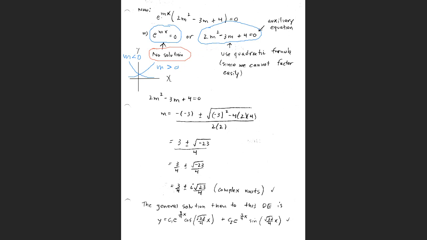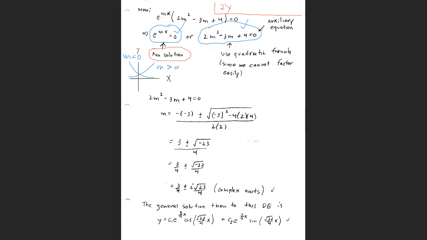Thank you, Christopher, Ann, and Matthew. Absolutely. So there's no solution to this first equation. Thank you, Andrea. But this second equation, 2m squared minus 3m plus 4 equals 0, that does have a solution. And that's called our auxiliary equation.